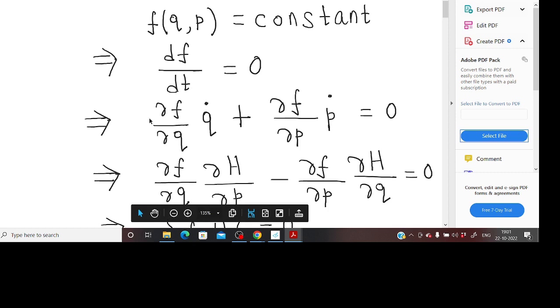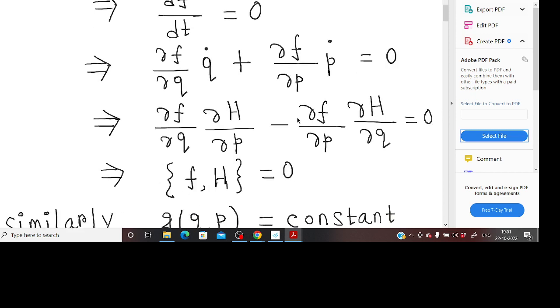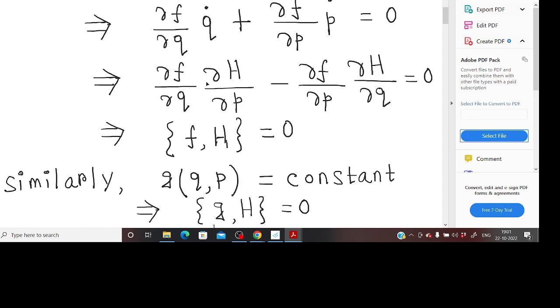Now this del f/del q into q dot plus del f/del p into p dot is equal to 0. Now you are using q dot equal to del h/del p and p dot equal to minus del h/del q. Now this is equal to the Poisson bracket of f with h, the Hamiltonian, right? So this is equal to 0.